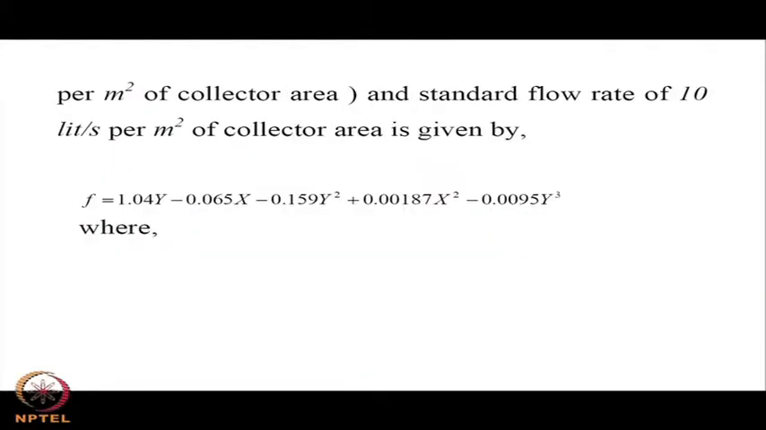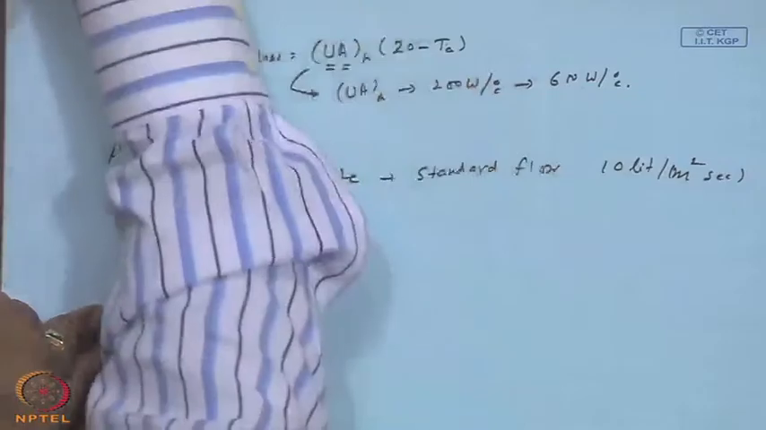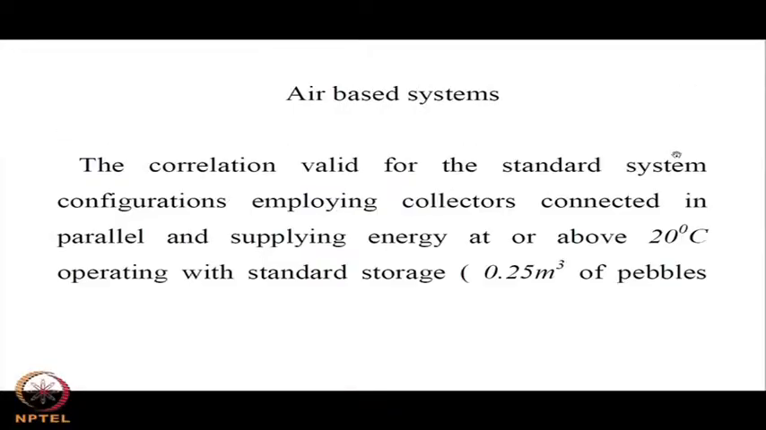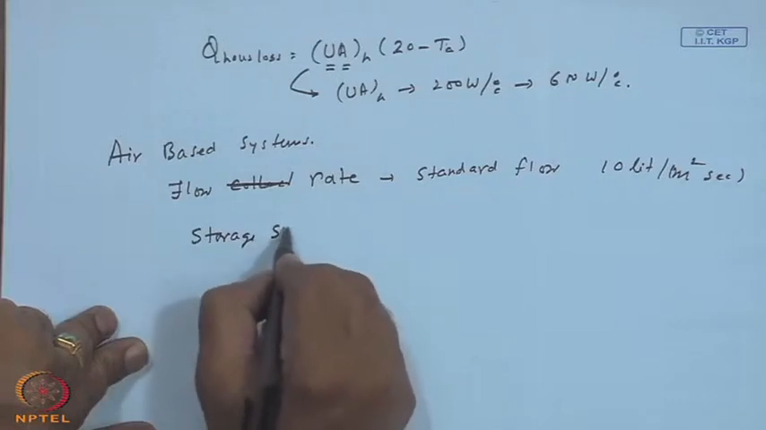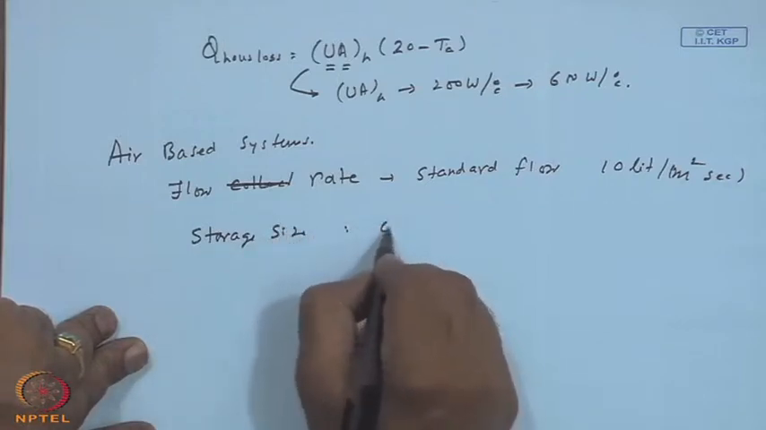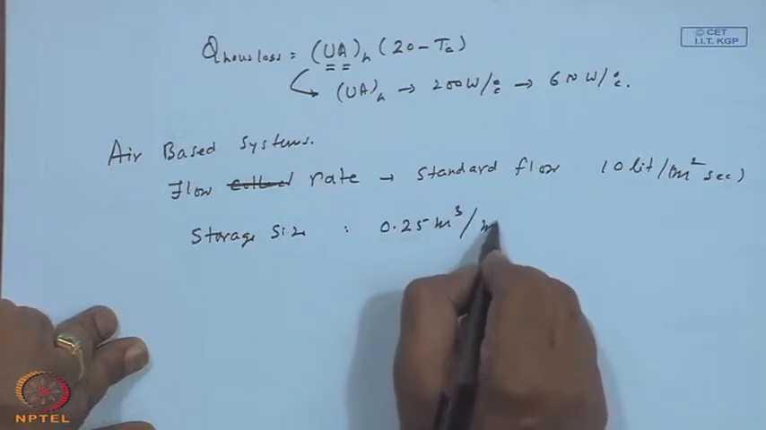Yes, 10 liters per second per meter square of the area. So, you expect the correlation to be valid if your flow rate is around 10 liters per meter square, 9.9 is fine, and the storage size is 0.25 meter cube per meter square.